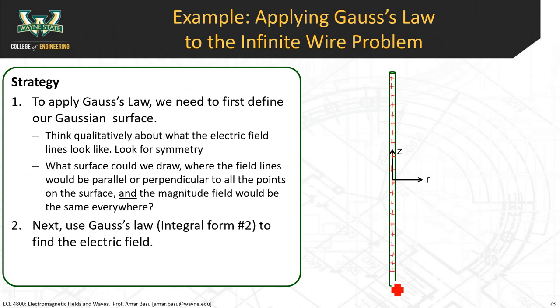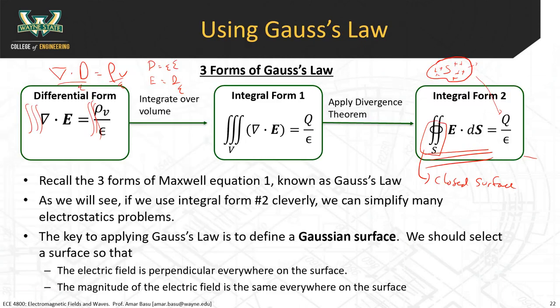All right, so you still have rho L, an infinite line of charge. The trick here is that you have to think intuitively about this. If you want to apply Gauss's law to a problem, you have to think about, okay, can I define a Gaussian surface? In that Gaussian surface, the electric field has to be perpendicular everywhere on the surface, and the magnitude of the electric field should be the same everywhere on the surface.